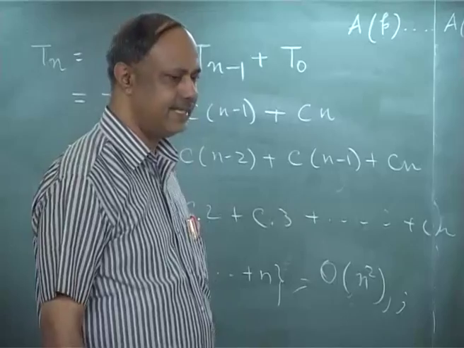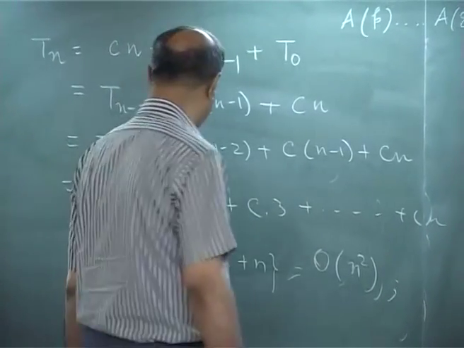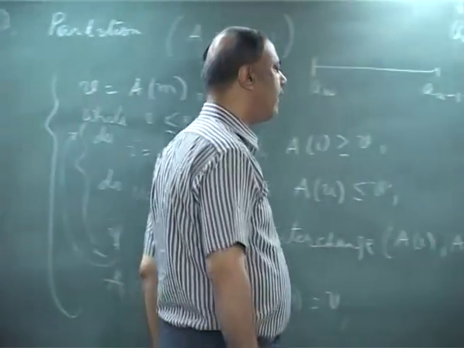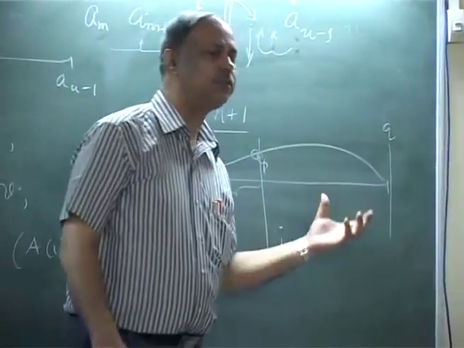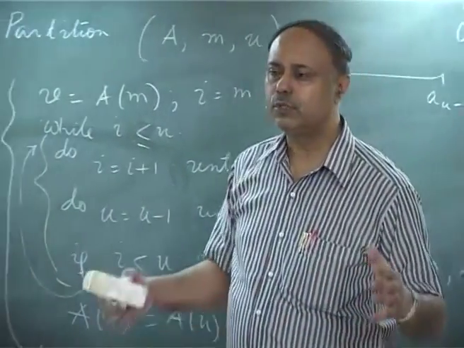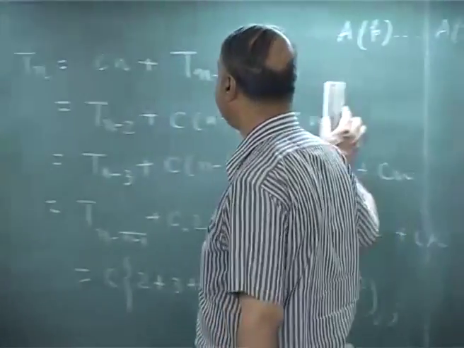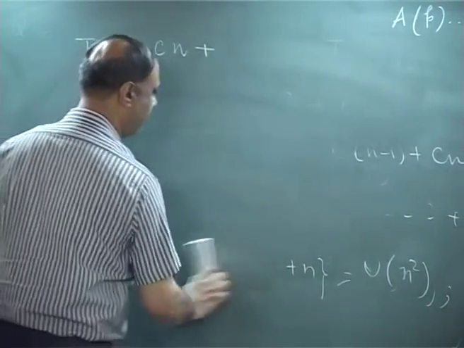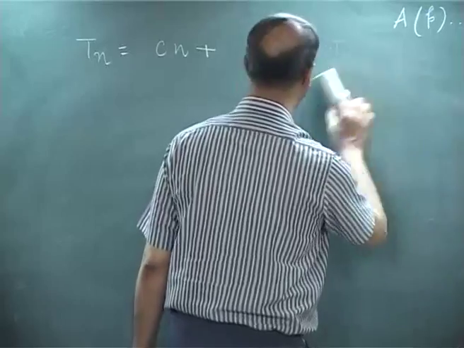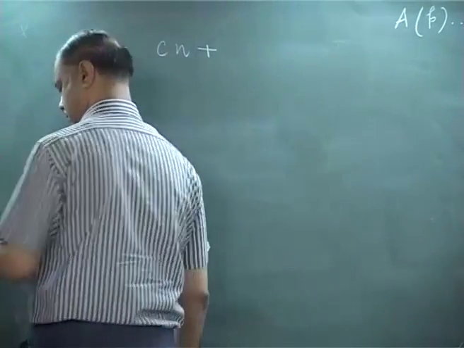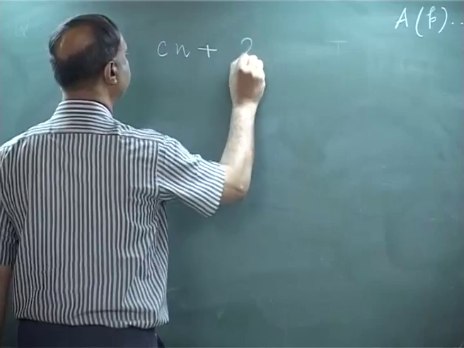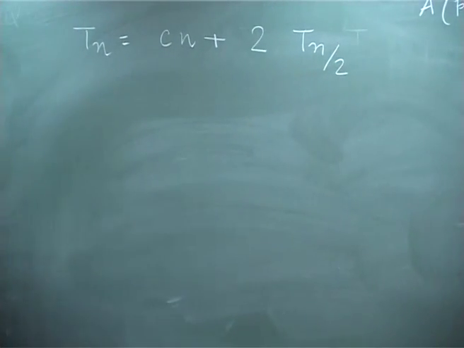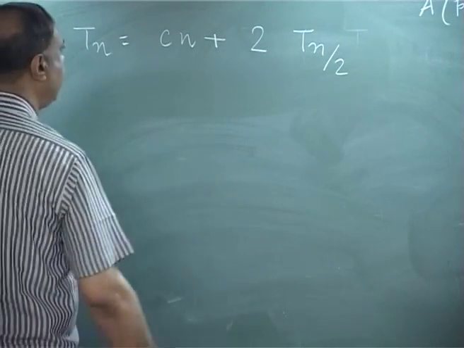Now what is the best case? Can you tell me? The best possible case is when the partition element divides the whole sequence into two equal parts. In that case, the time complexity becomes Cn plus 2 T(n by 2).